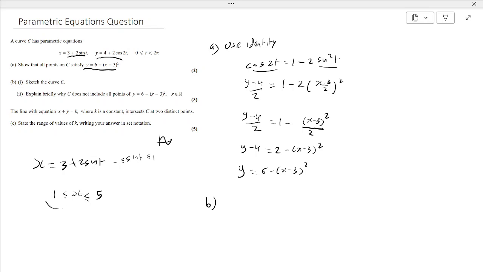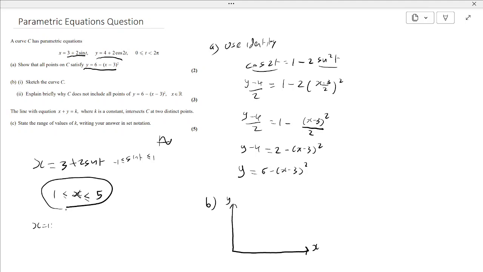So this is actually the domain of our curve in terms of x. So when I sketch this on, here's x and here's y, I know I have this negative quadratic. I know I've got restricted values of x. Let's figure out what the corresponding values of y are going to be.